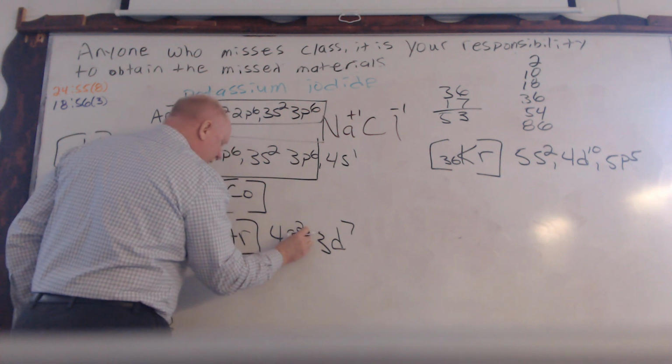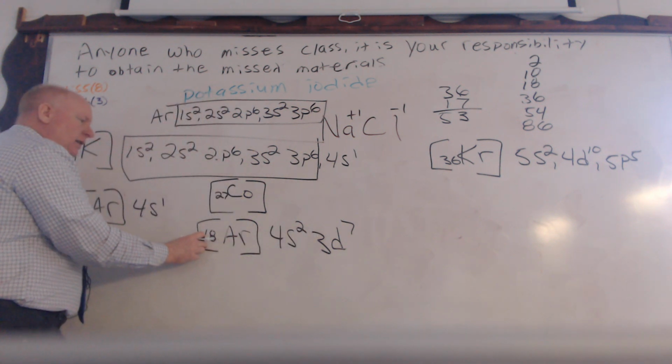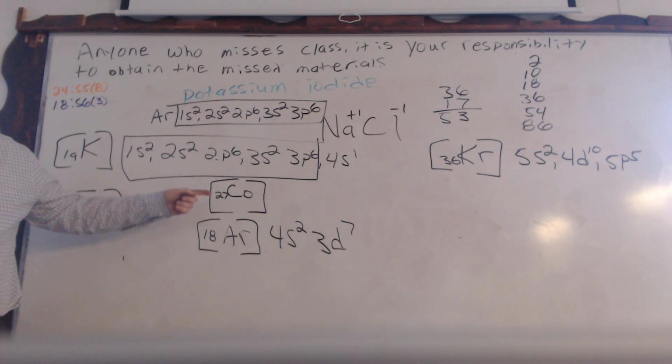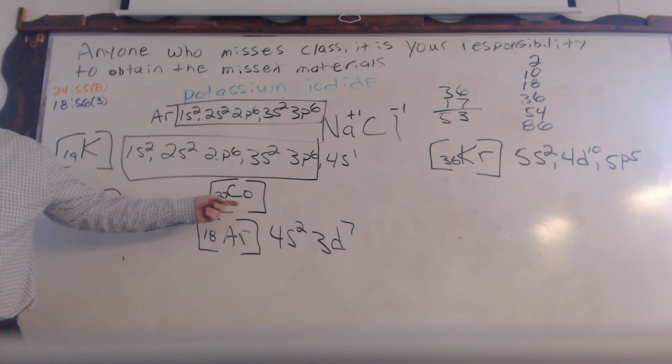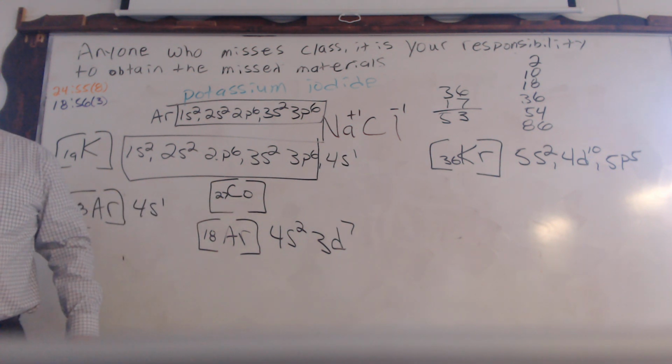7 plus 2 gives you 9. 9 and 18 gives you what? 27. So that's got to be right. Okay?